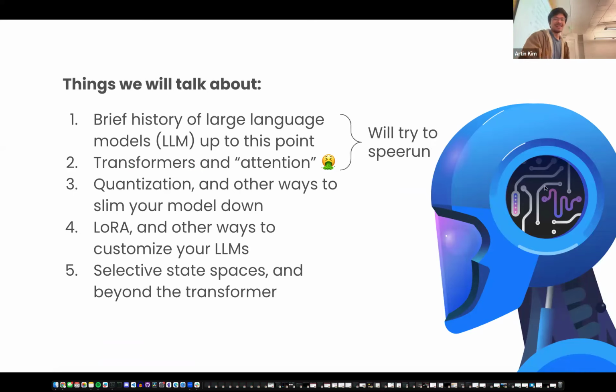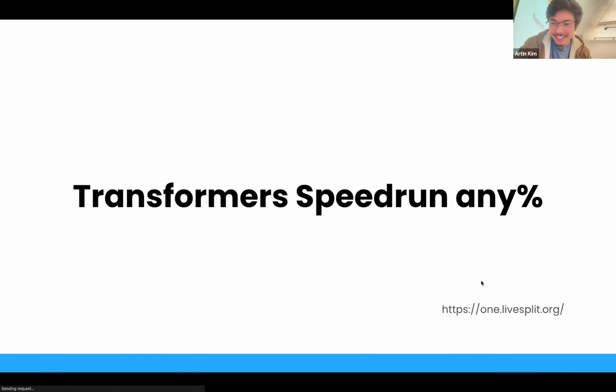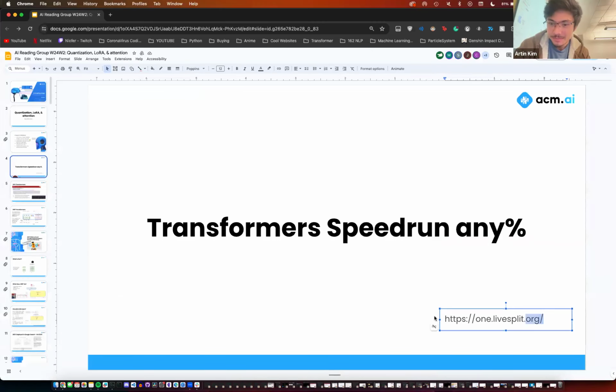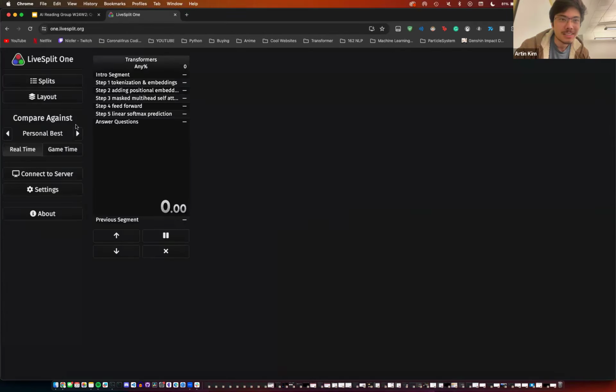Okay, we're going to try to speed run these first two, because we need to know how transformers work to explain the advancement in transformers. I've done this a lot. We're going to live split this. We've got the intro segment, step one, tokenization. We're going to do positional encoding, mask extension, feed forward, explain softmax, and then answer questions. And we're going to see how long this takes.